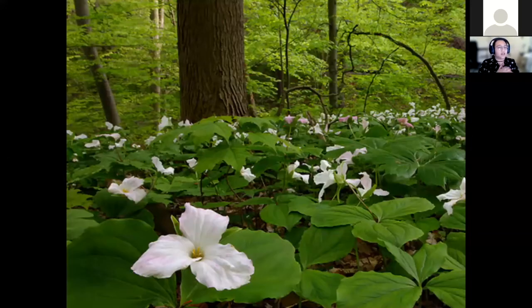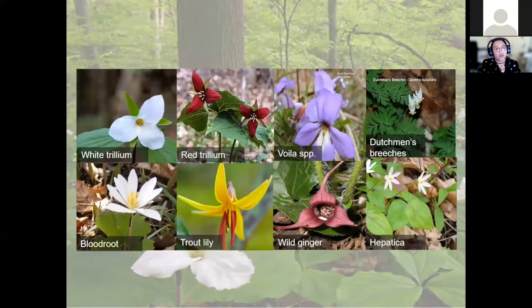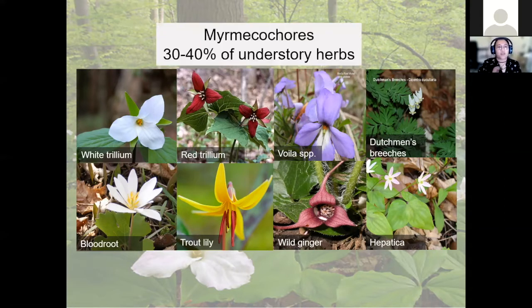Keeping this in mind, this is, I think, a really nice example. My advisor took this picture of a nice, healthy understory. There's some beautiful trillium here, maybe some mayapple there. I'm sure some of you have sharper ID skills than I do from this picture. The interesting thing about this community of plants, though, is that while a lot of them are charismatic, showy, flowering species that maybe most of you are familiar with, what you might not be familiar with is that about 30 to 40% of these understory herbaceous species belong to the group called myrmecochores.